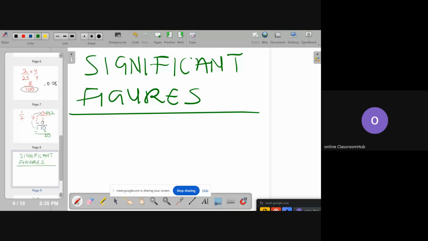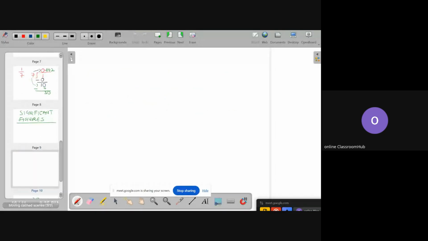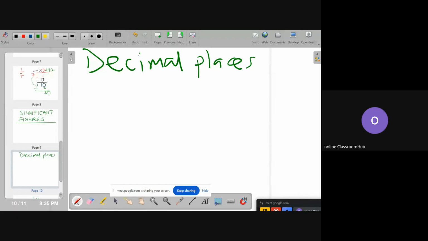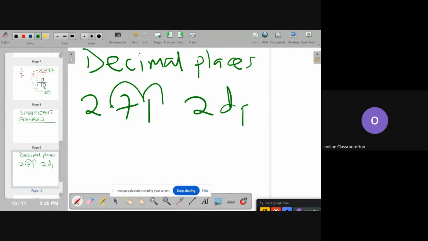So now let's look at significant figures. At least I know we already have the idea of decimal places. We know what decimal places are. For example, we have 2.71. How many decimal places are here? 2. That is 1, 2. So 2 decimal places. You know these things.